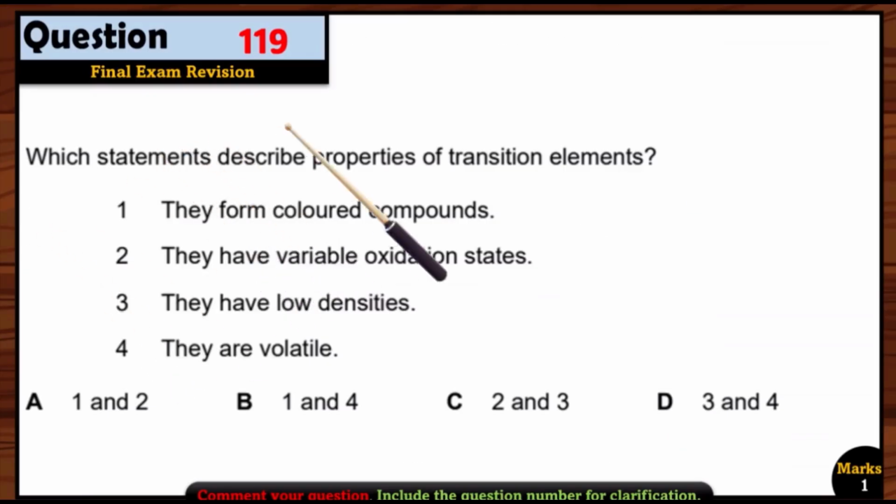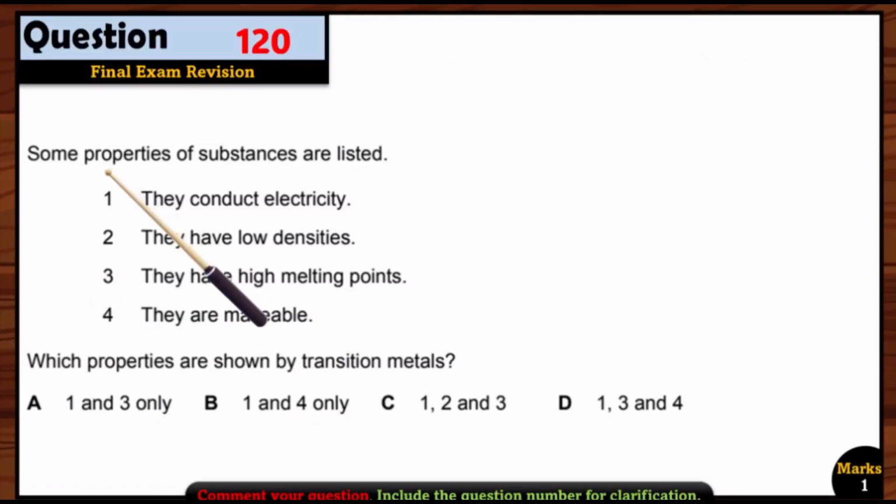Question 119, which statement describes the properties of transition elements? They form colorful compounds. Yes. They have variable oxidation state. Yes. They have low density. Wrong. They are volatile. Again, wrong. So 1 and 2 is the right option. That is option A. Question 120. Some properties of substances are listed.